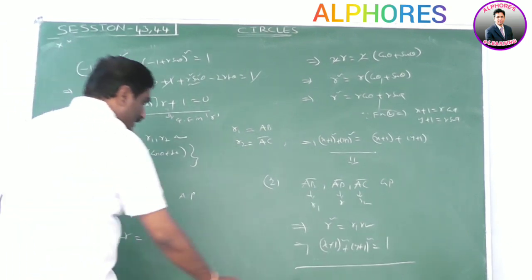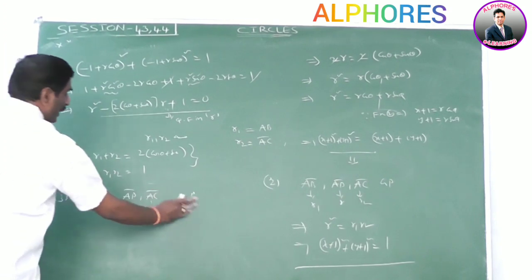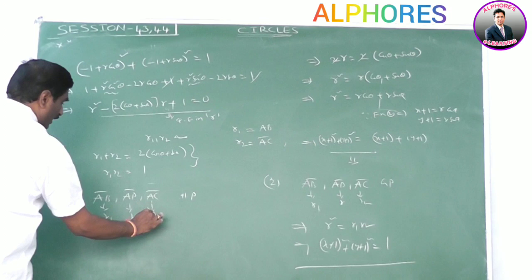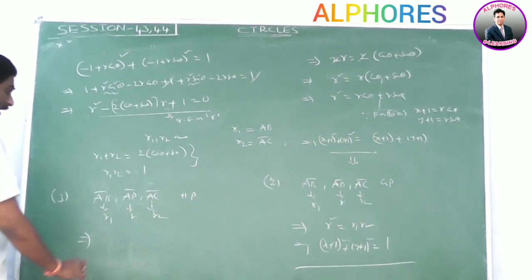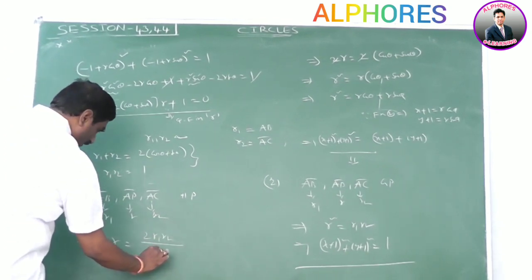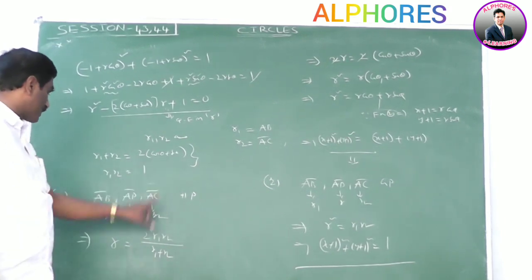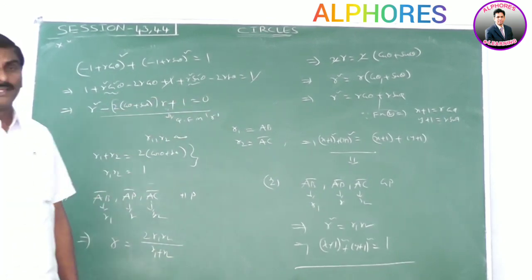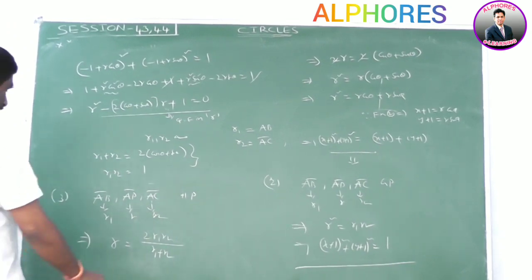Next, suppose these are in HP. AB, AC are in HP. That means AB is nothing but R1, this is R, and this is R2. These are in HP. What is the condition for HP? B is equal to 2AC by A plus C. That means R is equal to 2 R1 R2 by R1 plus R2. What is the value of R1 R2? It is 1. R1 plus R2 is known. Substitute these values, cross multiply, and use that property, we get the required locus. These are very, very important properties. Please note this point.